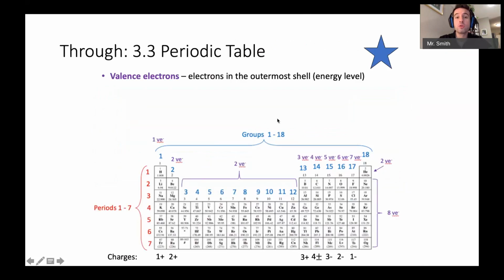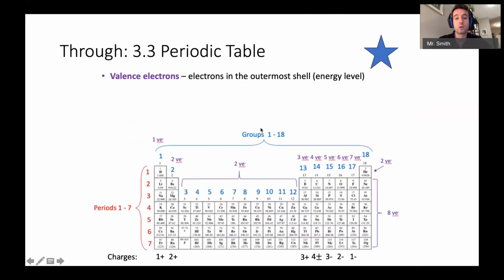Okay. One of the things you should already know is how many valence electrons each element has. Remember, that's based on the columns. So in column one, everything has one valence electron. In the second column, everything has two valence electrons. And then they have charges of +1 and +2. You should know that. You should have a copy of your own periodic table and have that written down.